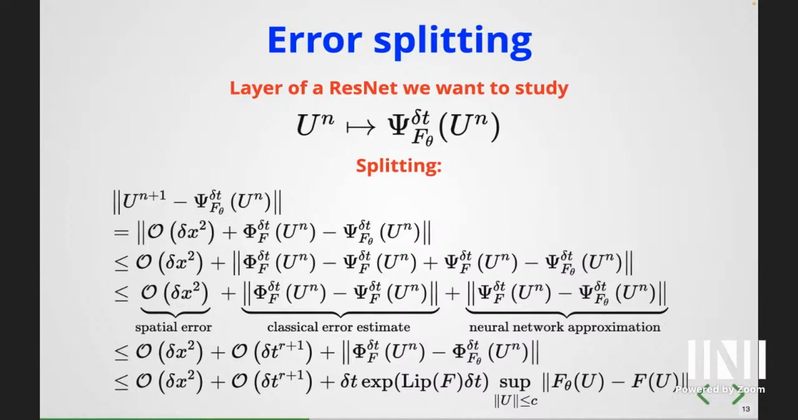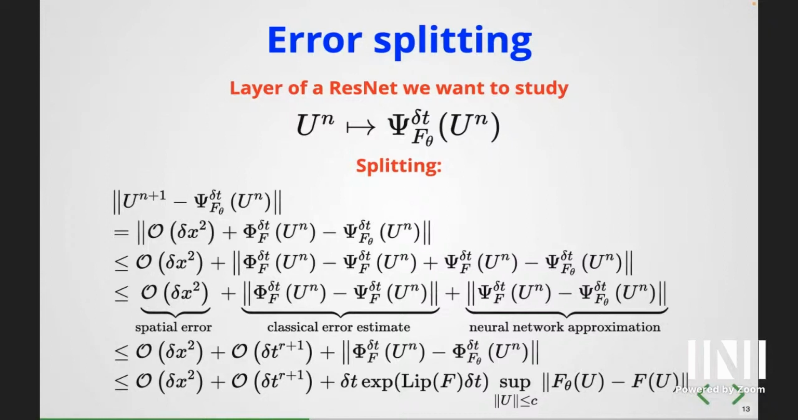And what we do is first recall the fact that the analytical solution U^(n+1) is not exactly coinciding with this exact flow of the discrete ODE, because there is a discretization in space. So this is this O(delta x squared) appearing, and this is the spatial error. We cannot do anything about that. It depends on the data one has to deal with, essentially.